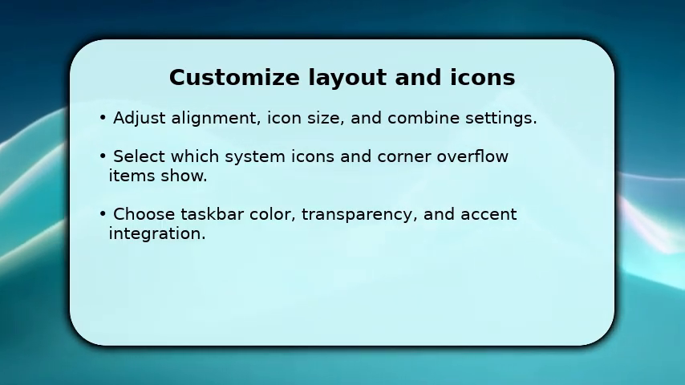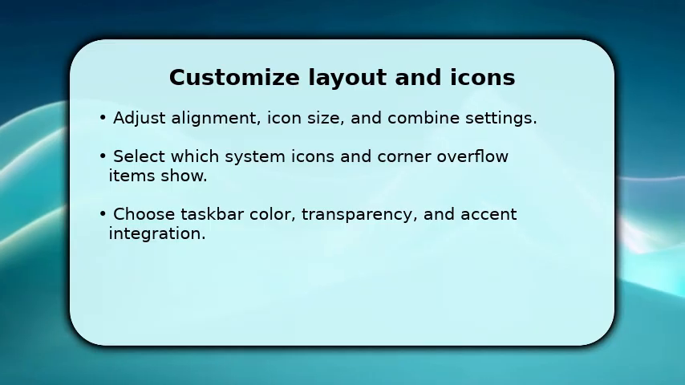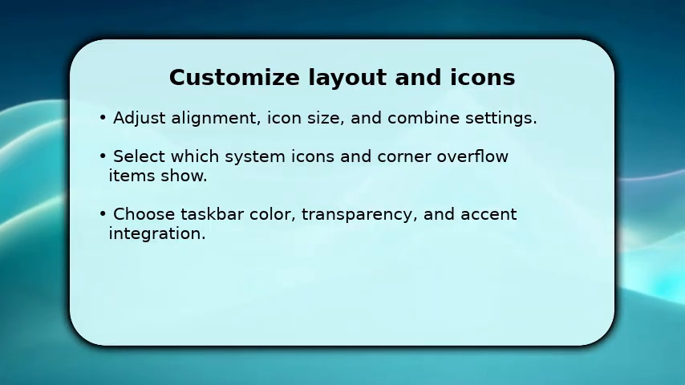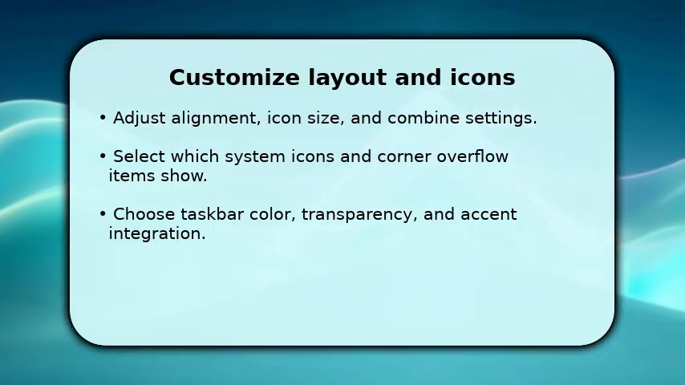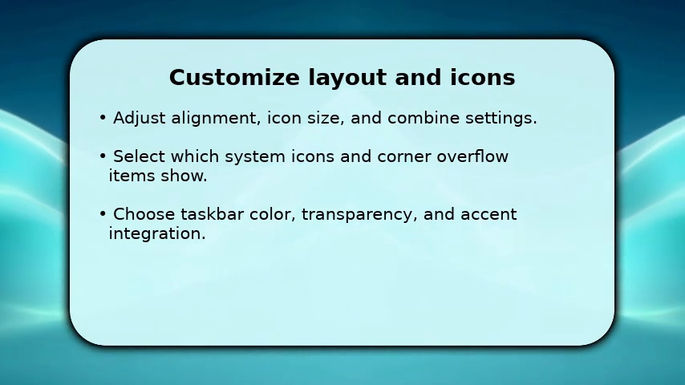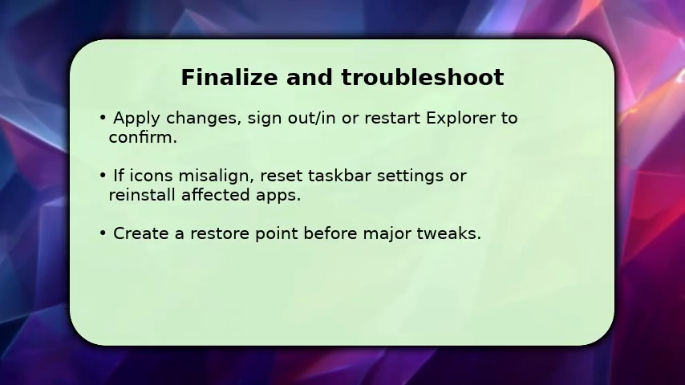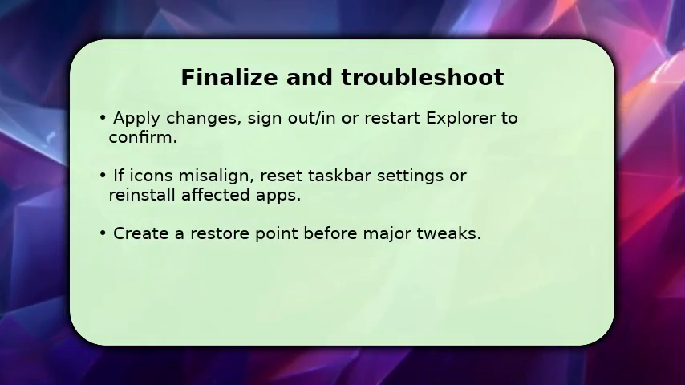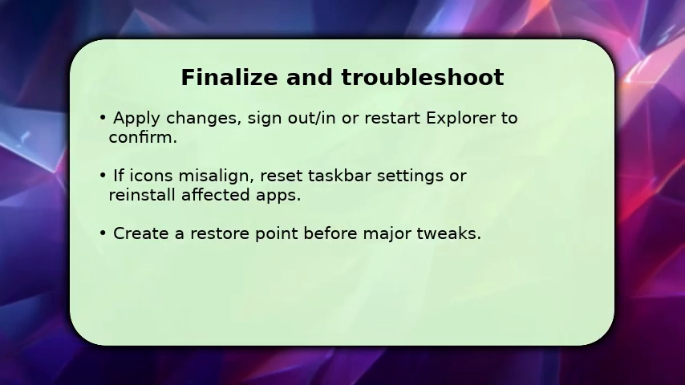Once done, open colors to pick a taskbar color, enable transparency if desired, and allow accent color from background for cohesive aesthetics. These choices affect contrast and finish by applying your settings and testing them. Sign out and sign back in or restart Windows Explorer to ensure consistency across displays.